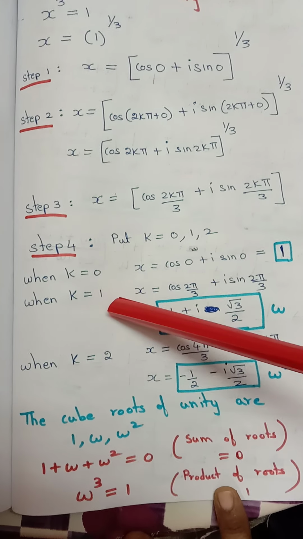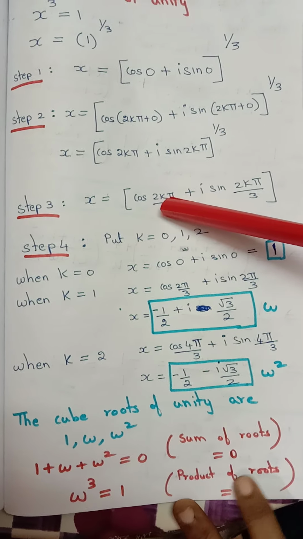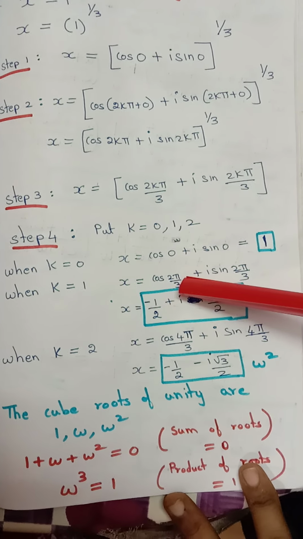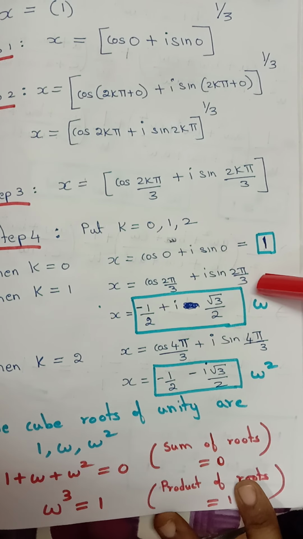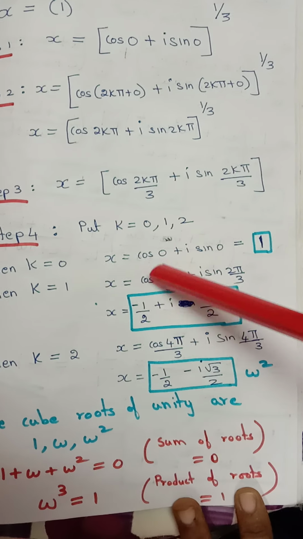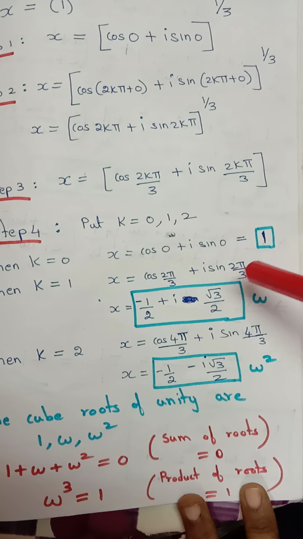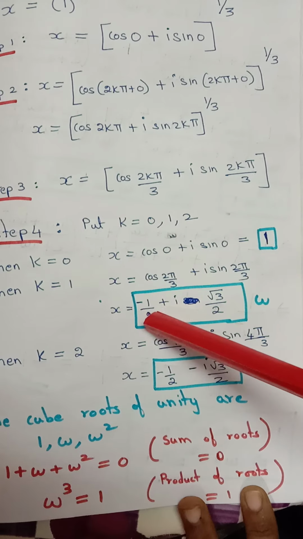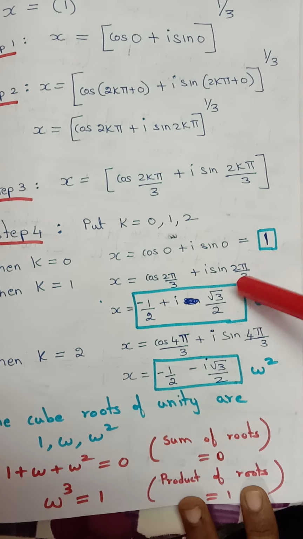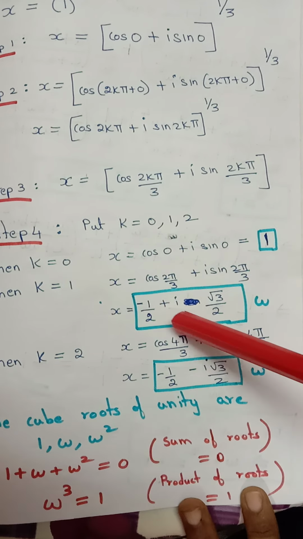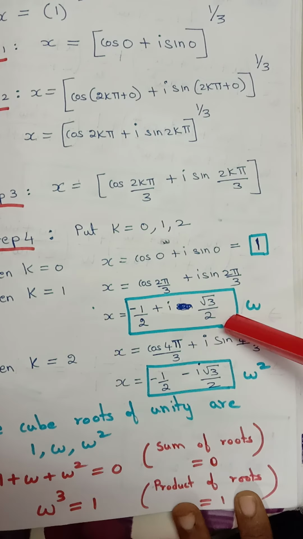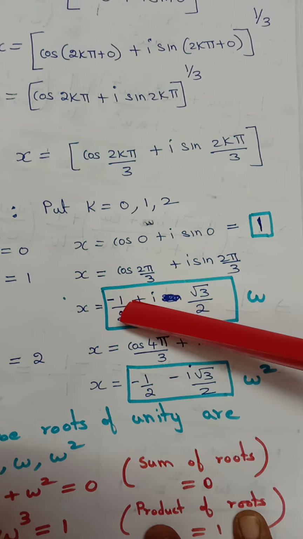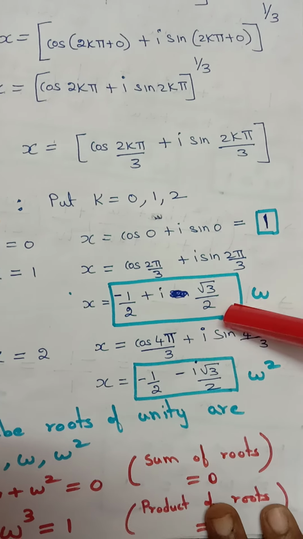Next, when k is equal to 1. So let me put here 1. So what we will have is x is equal to cos 2 pi by 3 plus i sin 2 pi by 3. You know in radian measure 2 pi by 3 is 120 degrees. 120 degrees means second quadrant. So cos will be negative, minus 1 by 2. In the second quadrant sine will be positive, plus i root 3 by 2. So this is our second answer: x is equal to minus 1 by 2 plus i root 3 by 2.